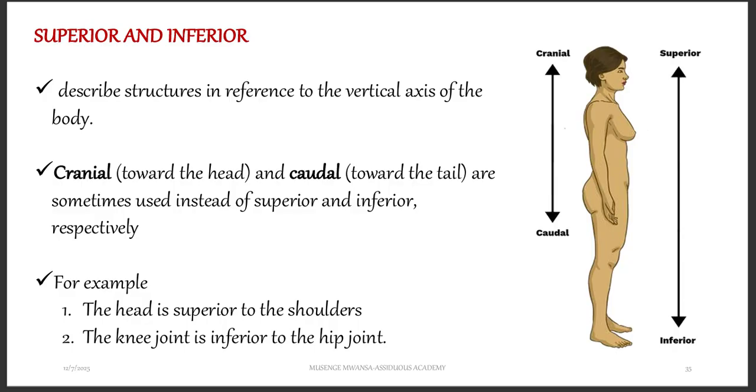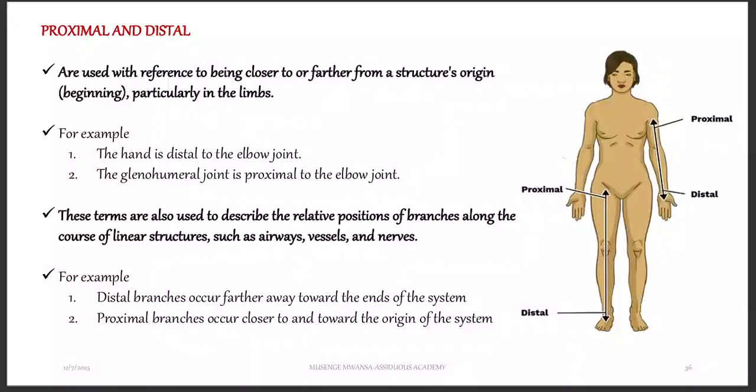Okay, very good. The next terms are proximal and distal. We use proximal and distal to refer to those parts that have a beginning or an origin, especially when you're talking about limbs. What do we mean by limbs? Limbs are basically the hand, the forearm, and the arm, and also the foot, the leg, and the thigh. Basically, structures that have a beginning and an end.